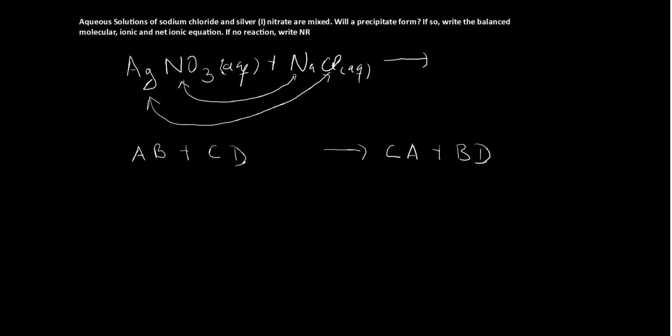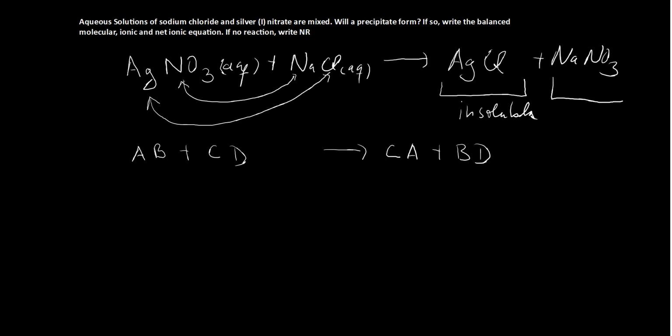So we need to evaluate now which of these will be insoluble. So let's look at the possible products that are being formed. So we can form silver chloride plus the other one would be then sodium nitrate, NaNO3. Now we need to look in our solubility table, which of these compounds could possibly be insoluble. So we look and see that the silver chloride would be insoluble. And then this right here, this sodium nitrate, would be soluble.